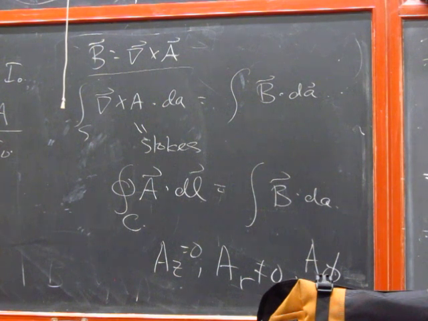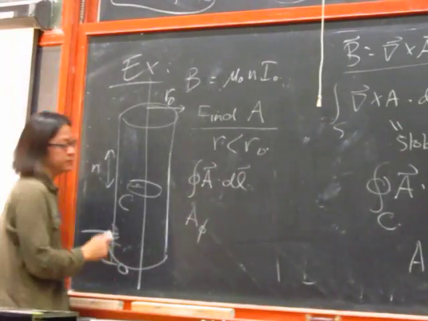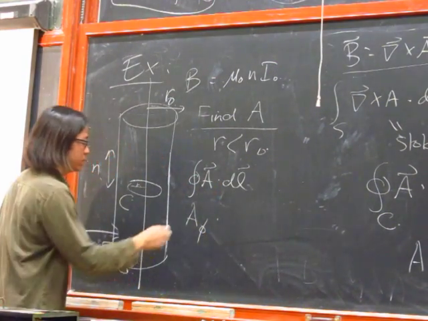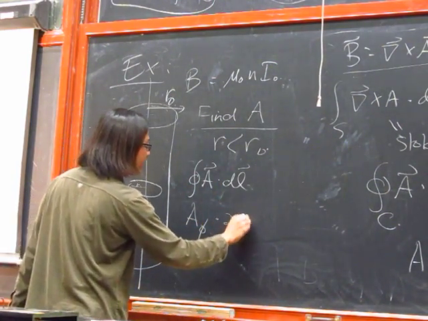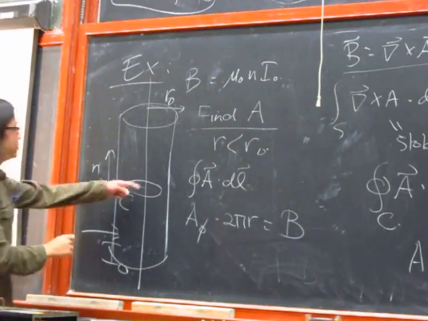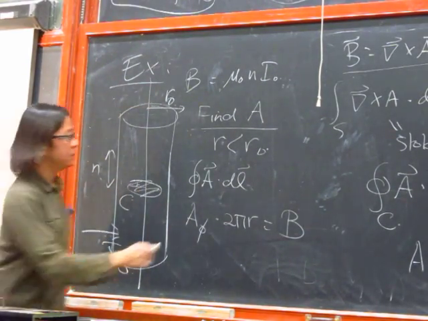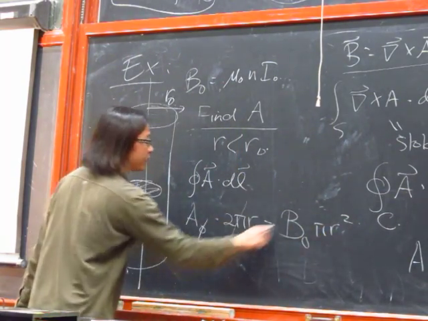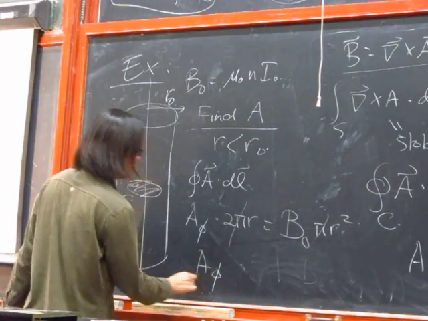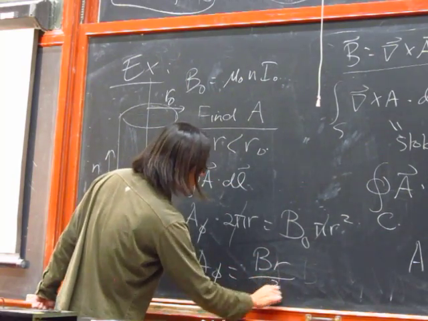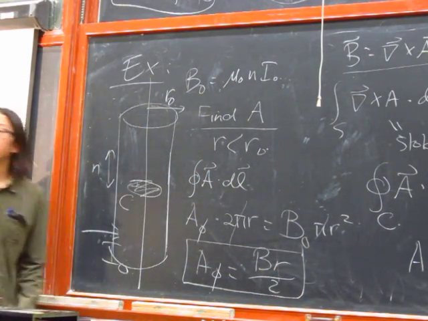So the line integral of A dot dl becomes A tangential by symmetry. You can pull it out of the integral, as you're familiar with from electrostatics, times 2 pi r. The whole thing becomes equal to the flux of B through this surface. B is constant, let me just call that B naught, times pi r squared. The pi cancels, so the component of A in the tangential direction is B naught r over 2.